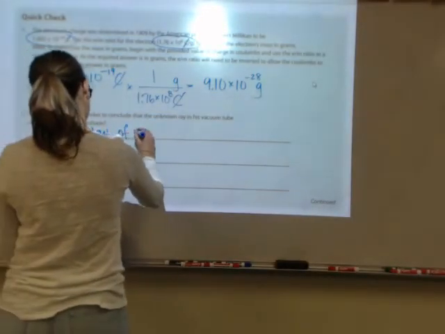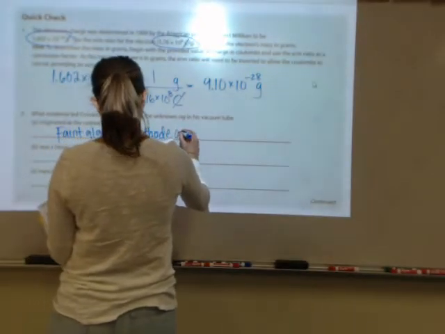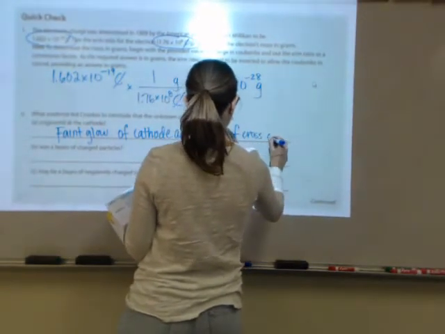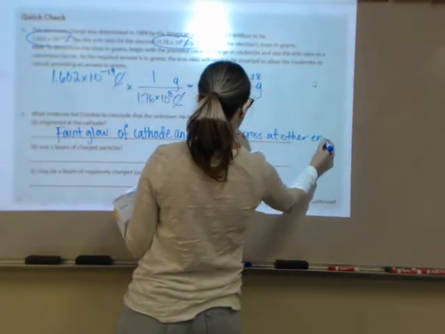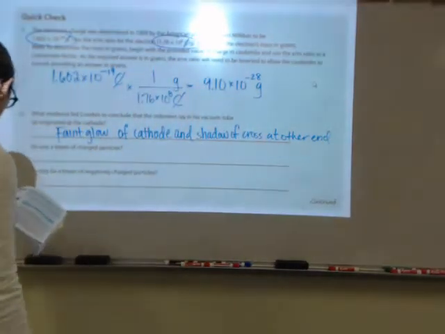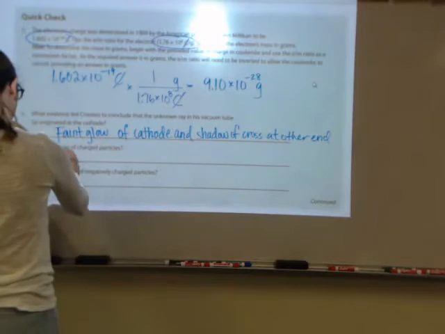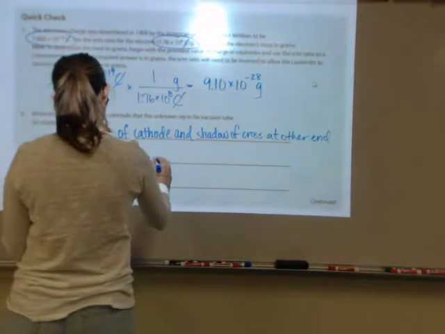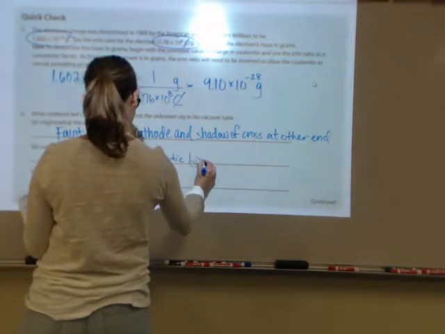Now, number 2. What evidence led Crookes to conclude that the unknown ray in the vacuum tube originated at the cathode? Well, there was a faint glow of the cathode, and there was a shadow of the cross at the other end. And letter B was a beam of charged particles. Well, it was deflected by a magnetic field, that cathode ray.